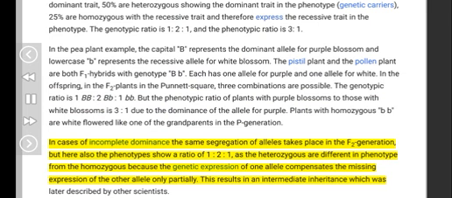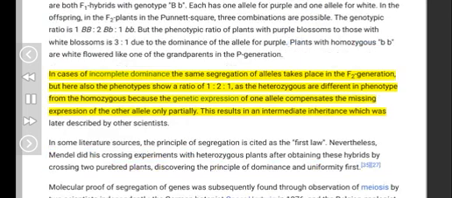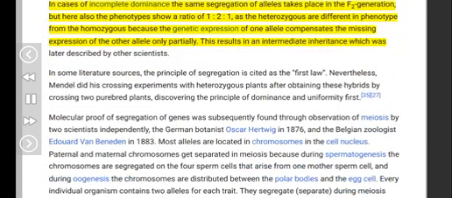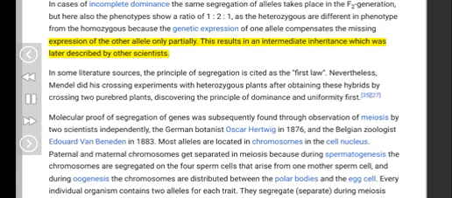In cases of incomplete dominance, segregation of alleles takes place in the F2 generation, but here also the phenotypes show a ratio of 1:2:1, as the heterozygous are different in phenotype from the homozygous, because the genetic expression of one allele compensates the missing expression of the other allele only partially. This results in an intermediate inheritance, which was later described by other scientists.